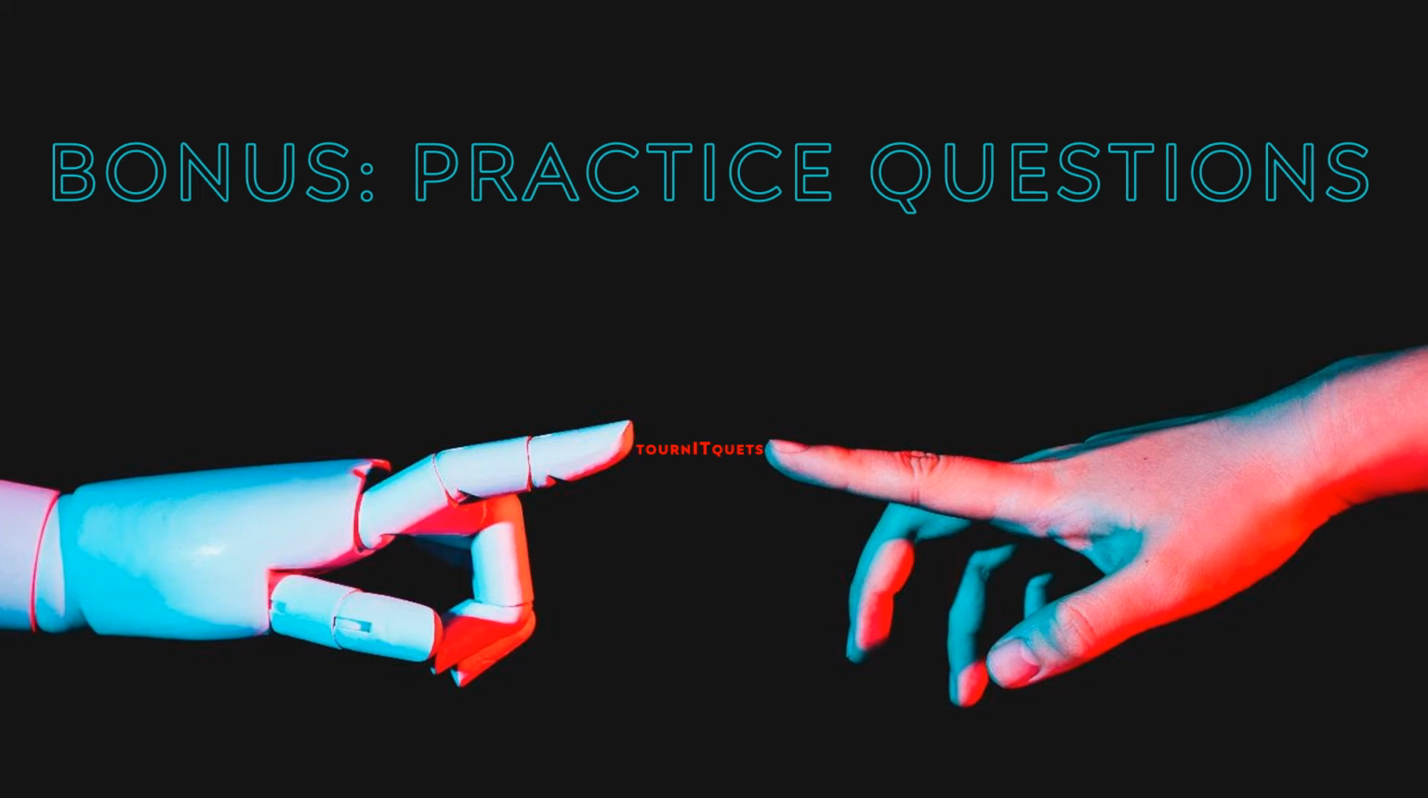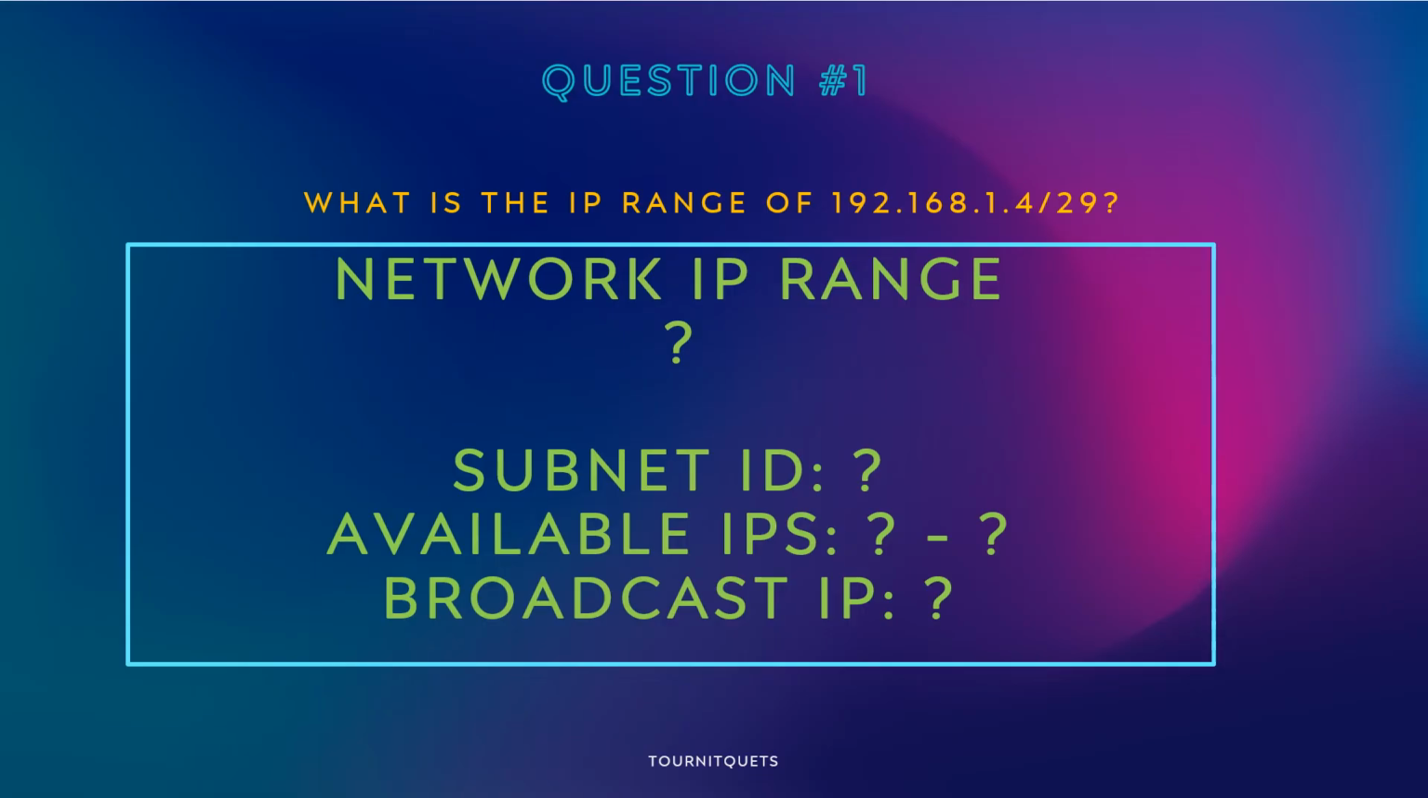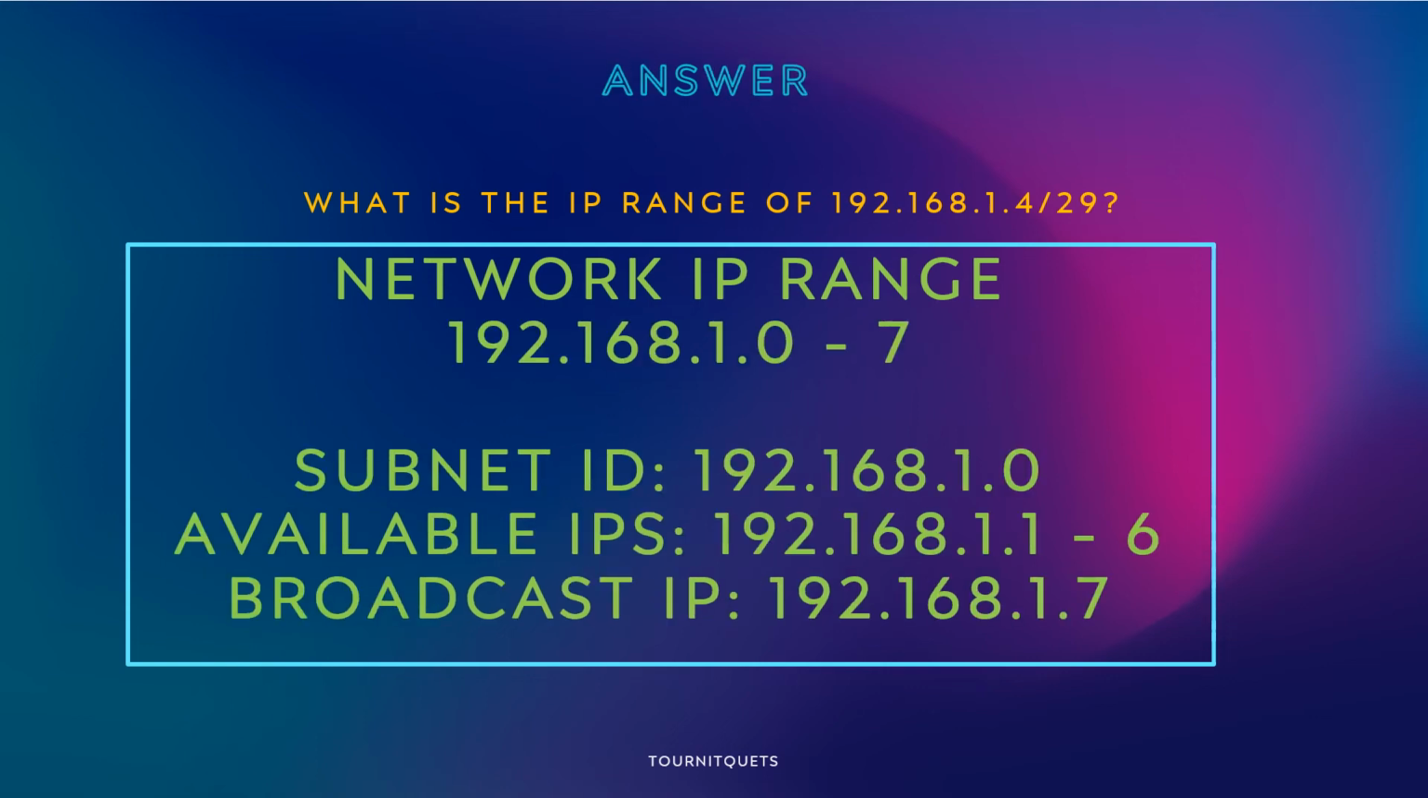Also, please pause the video during each question to give yourself time to figure out the answer because the answer will be shown immediately after I have finished asking the question. Question number 1. What is the IP range of 192.168.1.4 with a mask length of 29? If you chose 192.168.1.0 through 7, then good job.